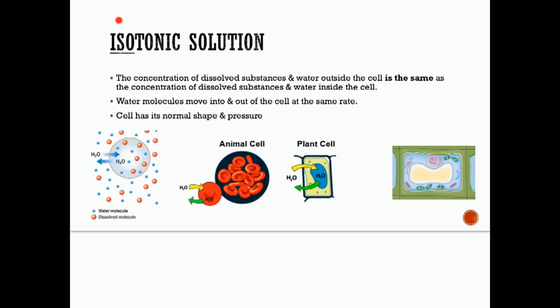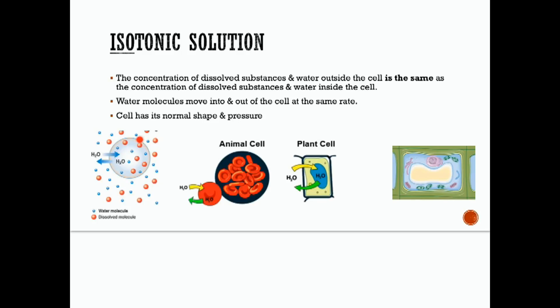We're going to start off with isotonic solution. Iso, the prefix means same. So the concentration of dissolved substances and water outside the cell is the same as the concentration of dissolved substances and water inside the cell. So if you look at this first model here, it's just like the previous key, where water molecules are the little blue dots and the dissolved molecules, it could be sugar, it could be salt, are the bigger red ones.